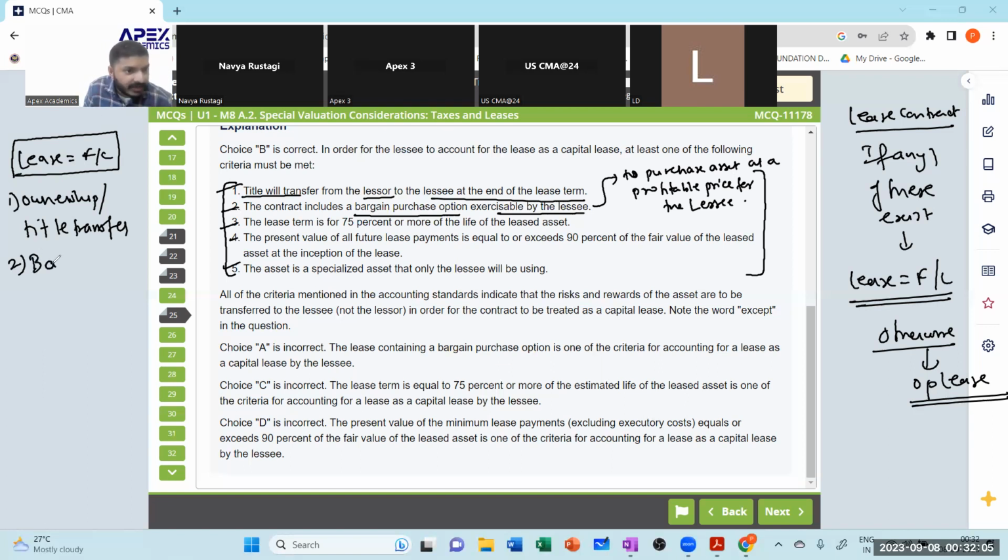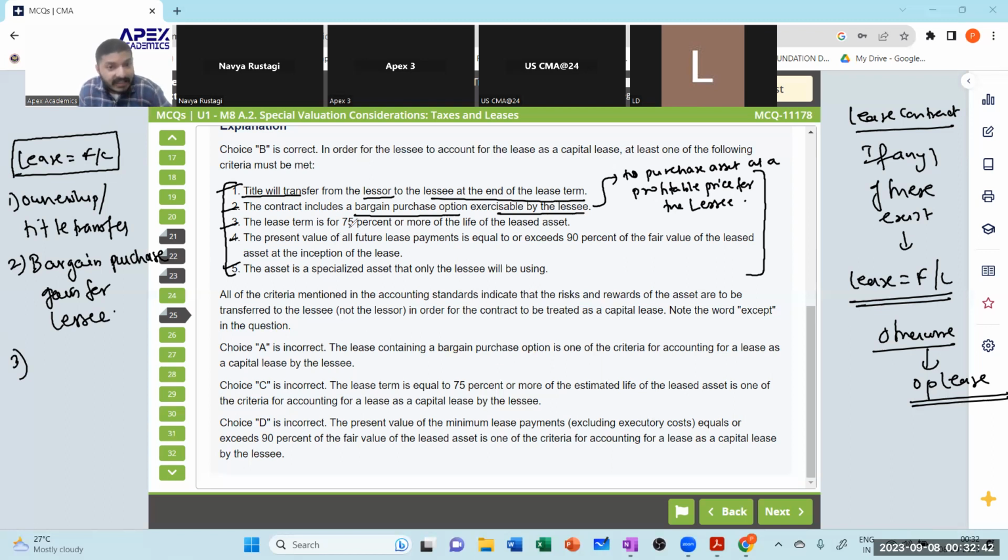So what will we write? We will write bargain purchase gain for lessee. What is the second point? Everybody unmute. First point, ownership/title transfer. Second point, bargain purchase gain for lessee. It has to sit in your heads. You have to mug it up.